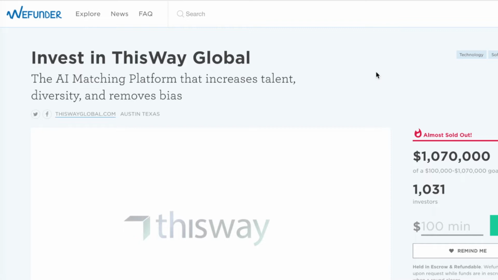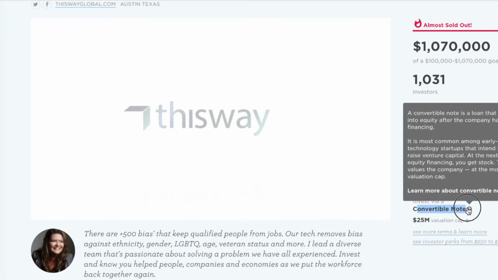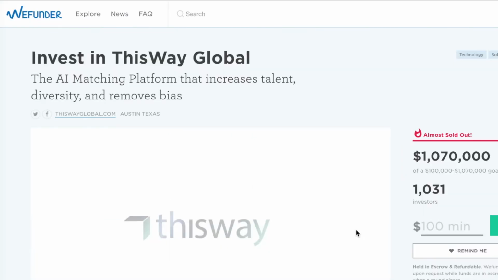They got about 1,000 investors, $100 investment minimum. This is all happening via a convertible note, which you can see here. And you can also read a little bit more about that. That basically can convert into equity at a certain point in time. And you can see their valuation cap here. And also we can get a little bit more into the specifics. But what I wanted to first talk about is the page of what you're seeing.